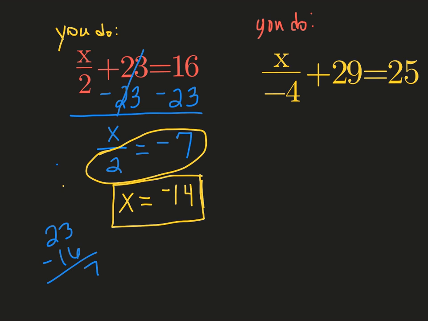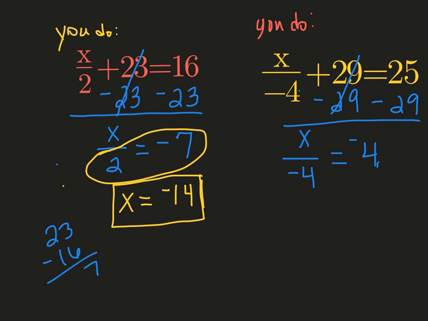All right, so in this next one over here, I have x divided by negative 4 plus 29 equals 25. So I'm going to get rid of the positive 29 first by subtracting 29. So I'm going to bring this down. X over negative 4 equals, well, I have 25 and negative 29. So I have unlike signs. So I'm going to subtract, take the sign of the higher number. Well, 29 minus 25 is 4, and that's going to be negative.